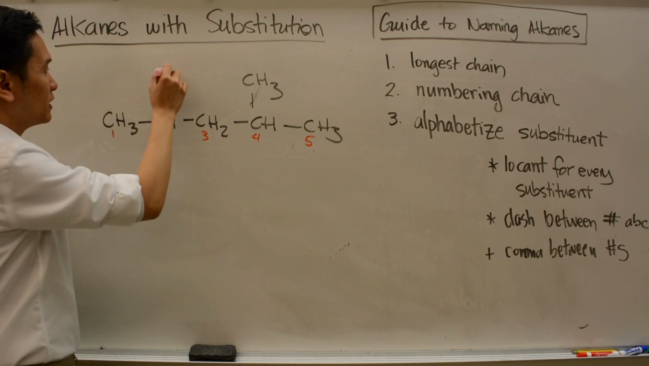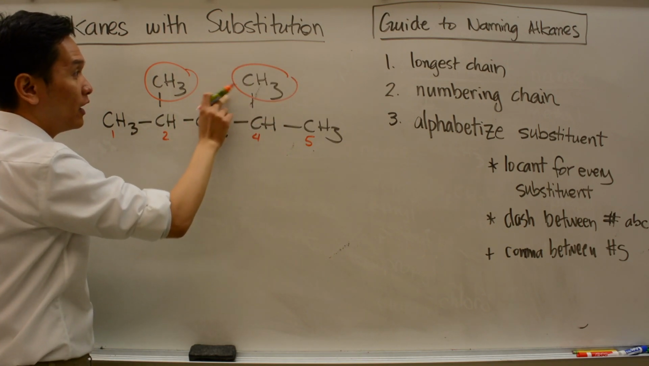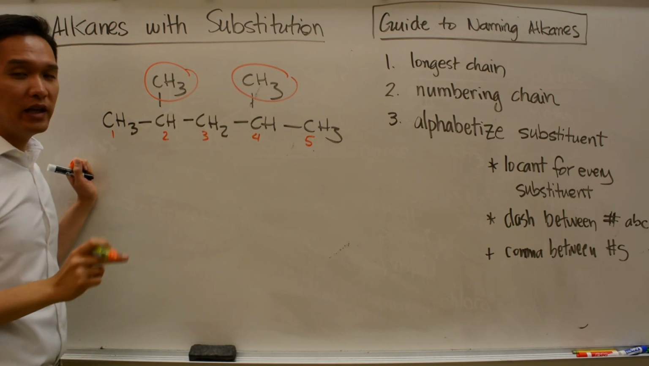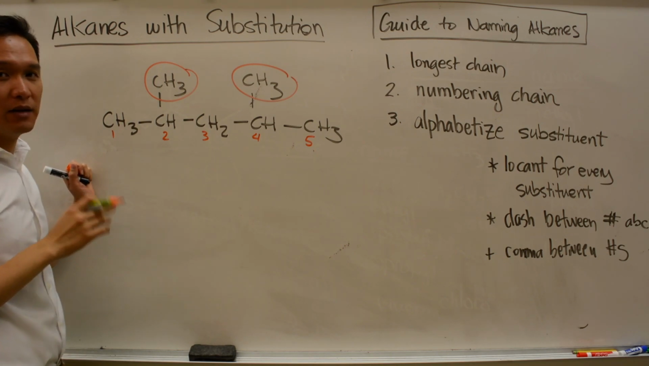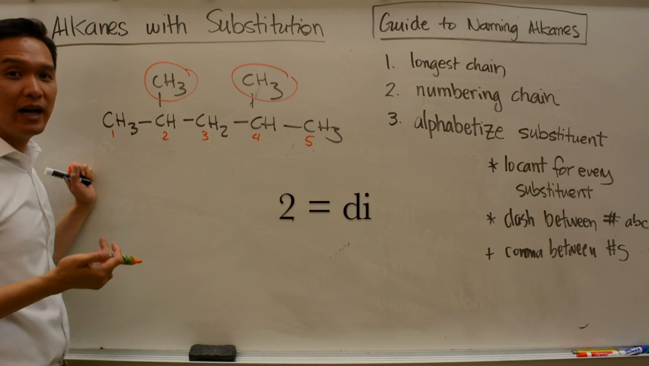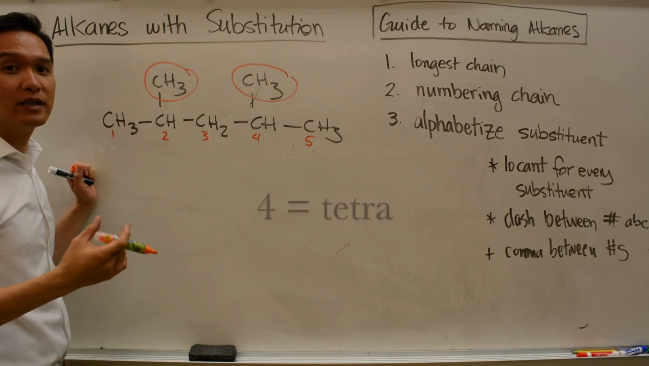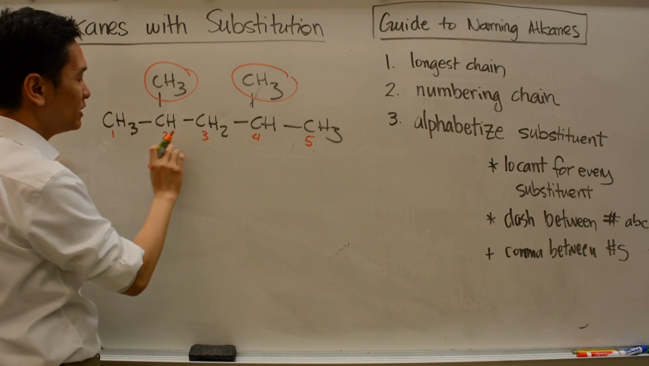Okay, so let's talk about substituents. You have a substituent here at number 2 and number 4. They are both methyl groups. So when they have the same substituent, you don't have to say methyl twice, or 3 times or 4 times. You just say a prefix in front of that. If it's 2, di. If it's 3, tri. If it's 4, tetra. Okay, so for example here we say that the locant here is 2 and 4.